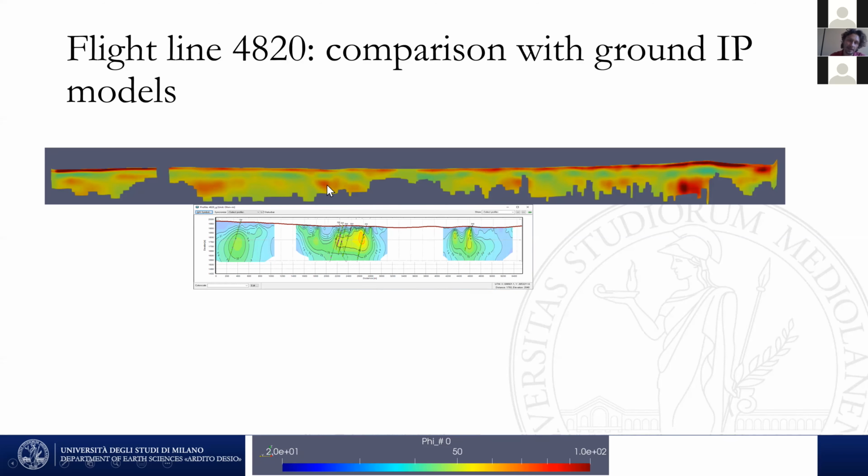But again, in this place, for instance, here there is also the boron formation superposed to the IP anomaly in the ground, and the place where they found the mineralization is the place where we have the maximum phase in the airborne IP inversion.